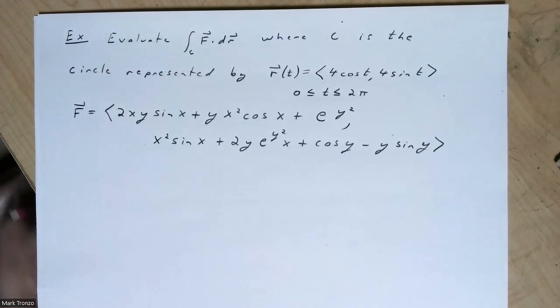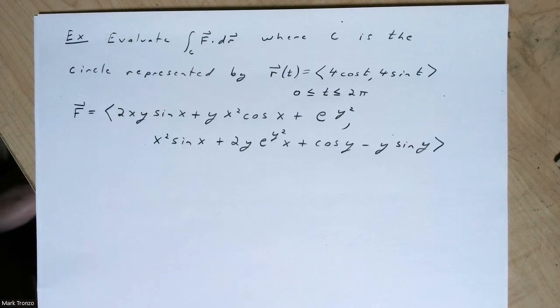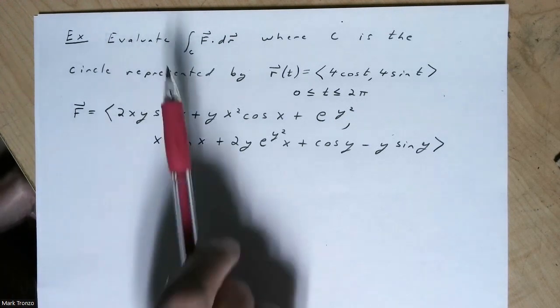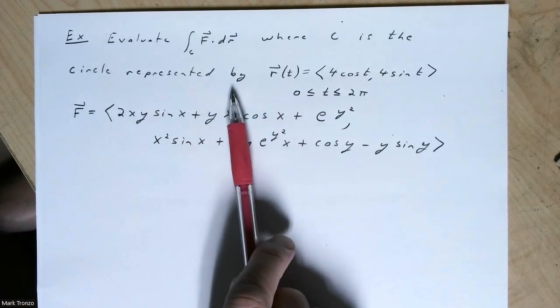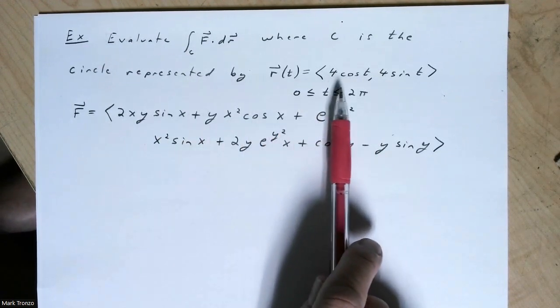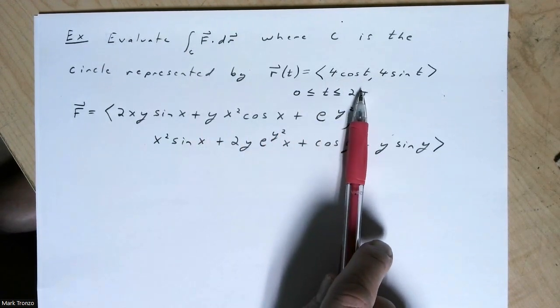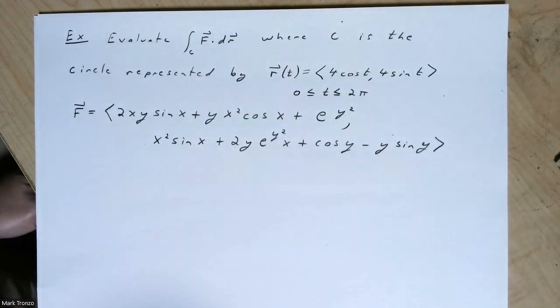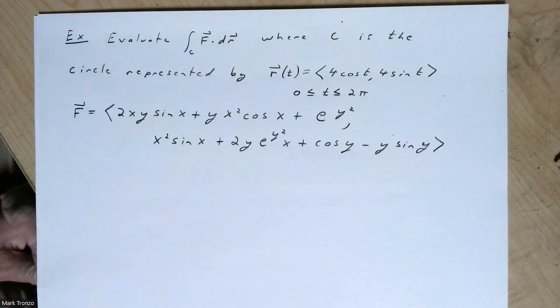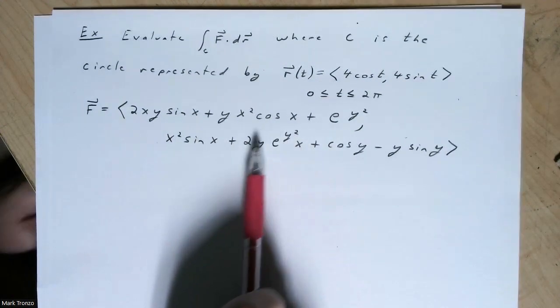Let's take a look at this problem. I had to write down ahead of time just to be sure I wrote everything down correctly. And again, we have to evaluate this line integral, where C is a circle represented parametrically by 4 cos t, 4 sine t, t from 0 to 2 pi. And our vector field F is given by this.